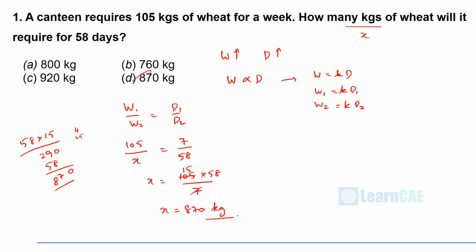Answer is D. So the main thing here is to find out which is proportional to the other value. So here the weight of the wheat is proportional to number of days. Okay, in a similar way we can solve the other problems also.